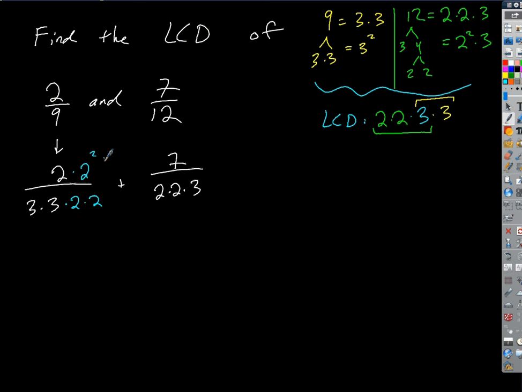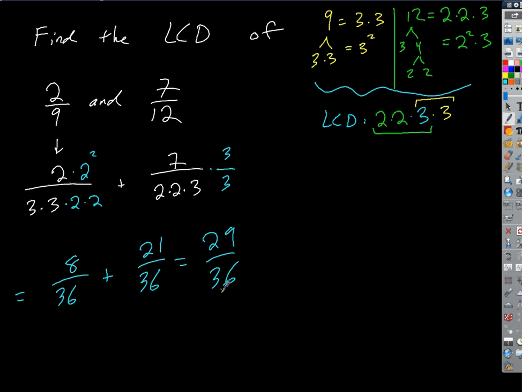Okay, what about this guy over here? You have to multiply by another 3. Because once again, I need all 4 of those factors in the bottom. So I'm going to multiply top and bottom by 3, right? And then what do you notice? Well, we end up with 2 times 2 is 8 over 36 plus 21 over 36 gives us our answer of 29 over 36.